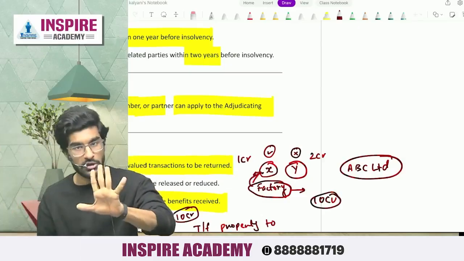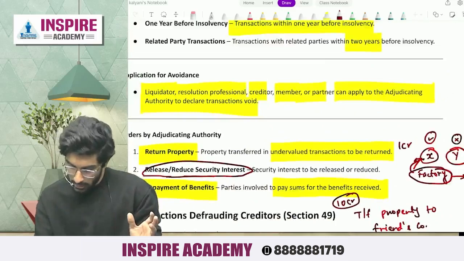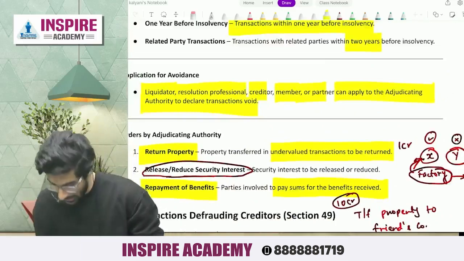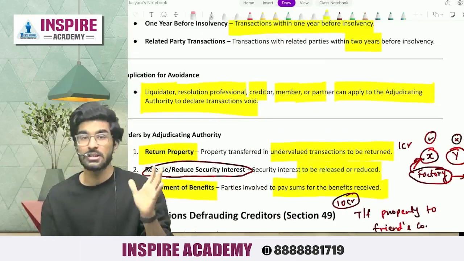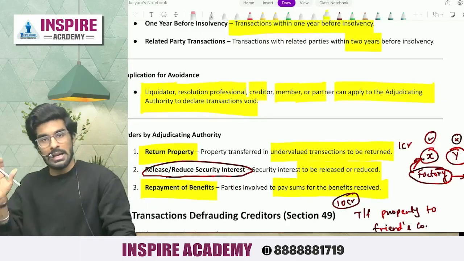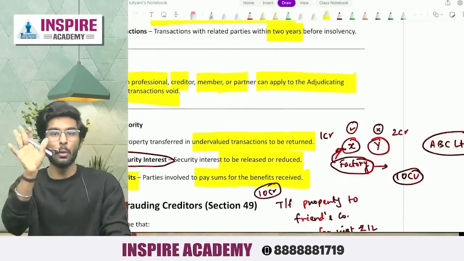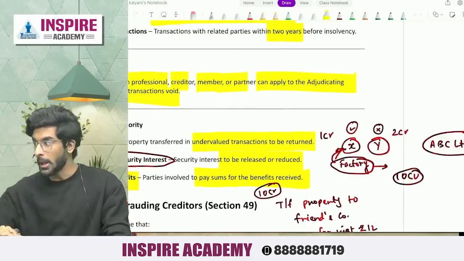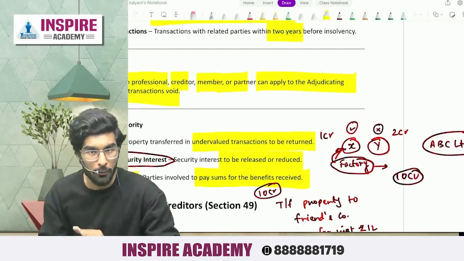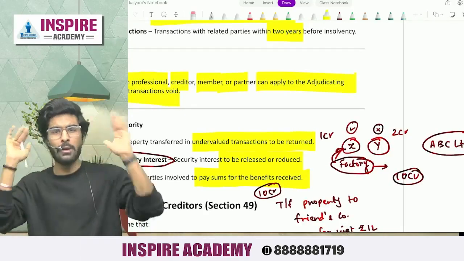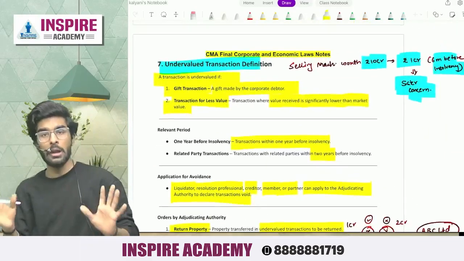First of all, it is not allowed. So if such types of transactions are entered, NCLT will ask to release or reduce the security. They will ask that you have to keep some other assets of equivalent value as security. You cannot keep such a high value factory for such a small amount of loan as security. Very, very simple. Yes or no, people? So this is called an undervalue transaction.